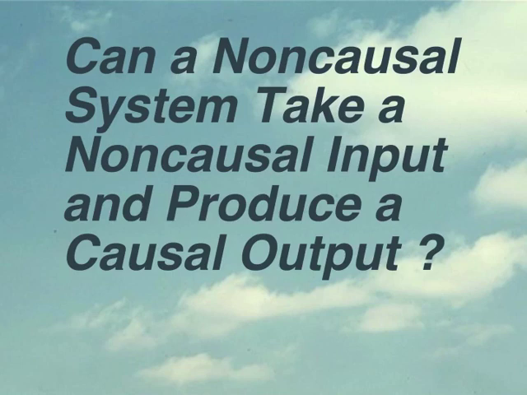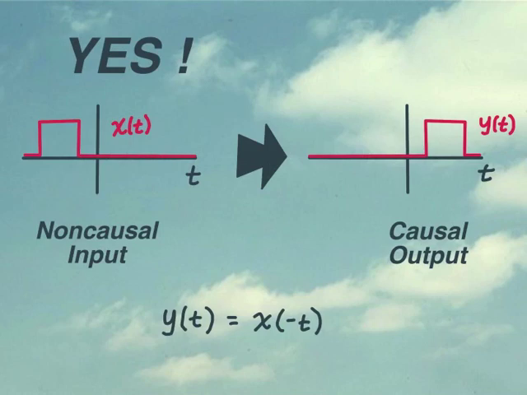So, can a non-causal system take a non-causal input and produce a causal output? The answer is yes. Simple to show this. Consider the system y of t equals x of minus t. That is, the output is a time reversal of the input. This is a non-causal system, and it takes a non-causal input and makes a causal output.